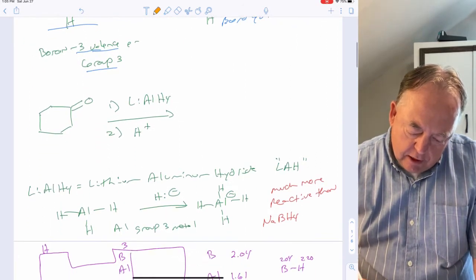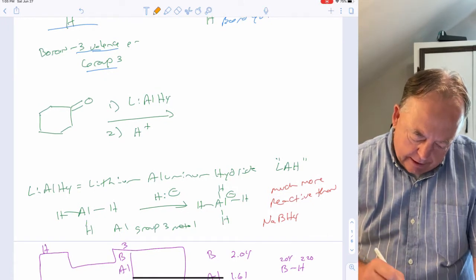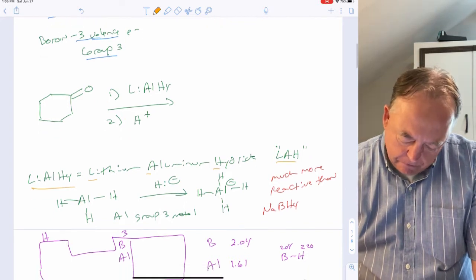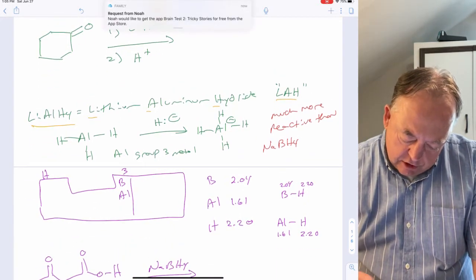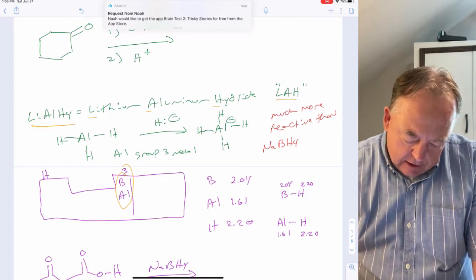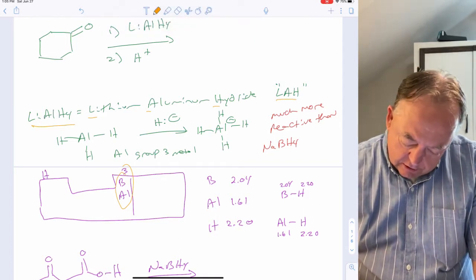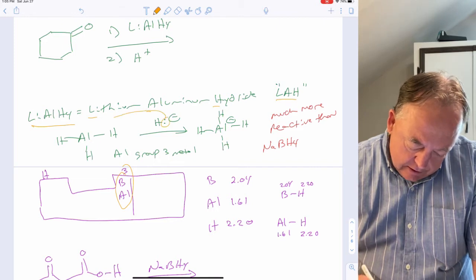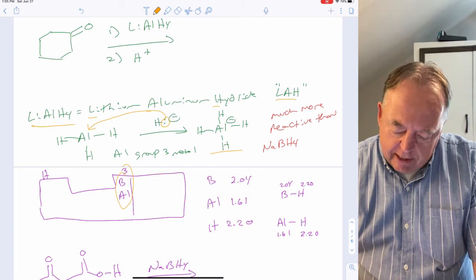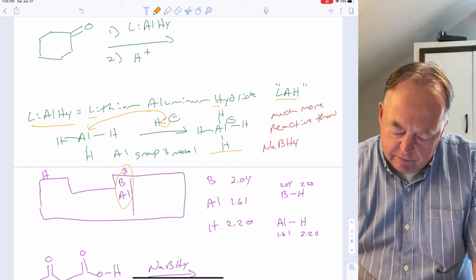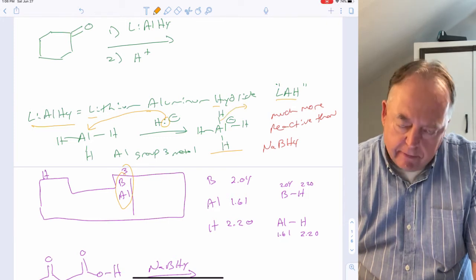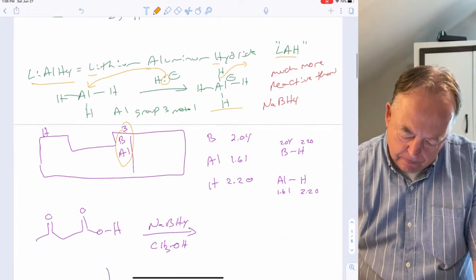You can do the same thing with LiAlH4. LiAlH4 is lithium aluminum hydride, sometimes just called LAH. Aluminum, just like boron, is in group 3 of the periodic table, so aluminum has 3 valence electrons. H minus adds to aluminum, and now you have aluminum hydride. Again, aluminum hydride is just a source of H minus, like BH4 is, because this H minus can come back off and go react with something else.